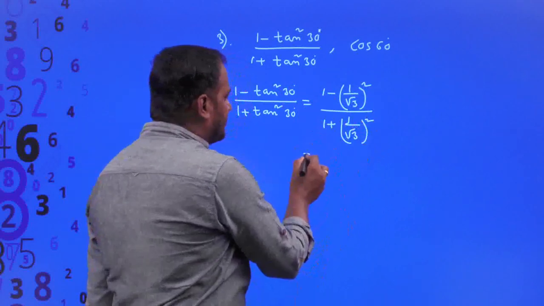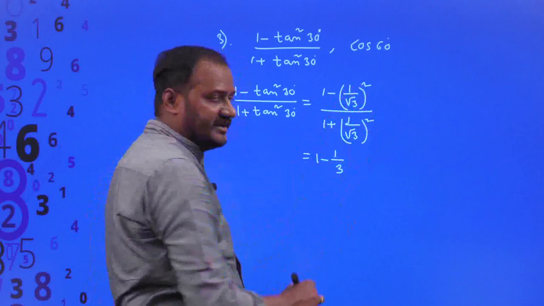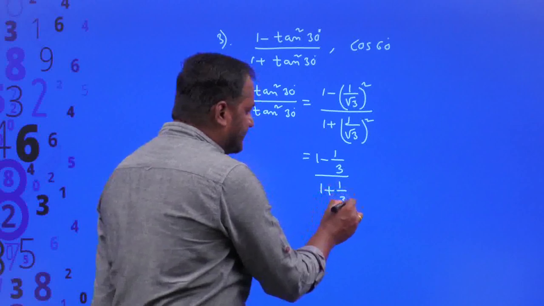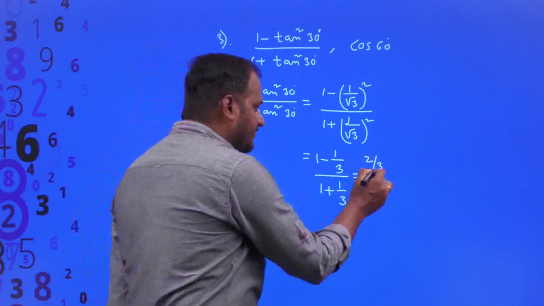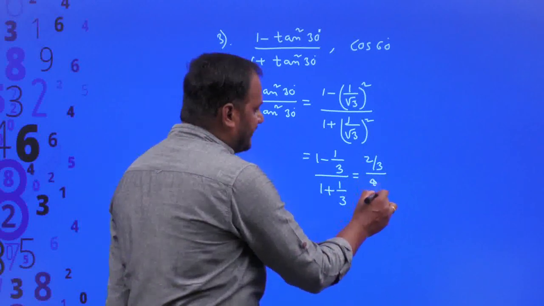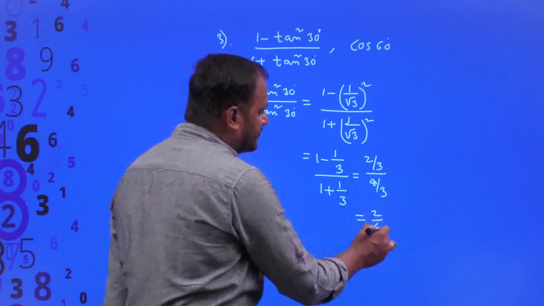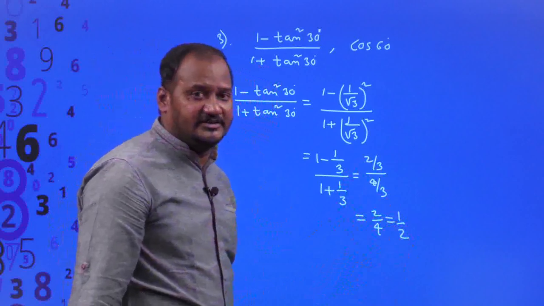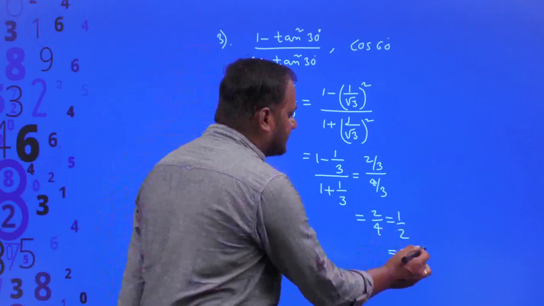Okay. So that is 1 minus 1 square is 1, root 3 whole square is 3, divided by 1 plus 1 divided by 3. 1 minus 1 by 3 is going to be 2 by 3, divided by 1 plus 1 by 3, which is 4 divided by 3. Now 2 by 3 divided by 4 by 3 is going to be 2 by 4, which is equal to 1 by 2. Is this 1 by 2 not the value of cos 60? Exactly. So that is equal to cos 60 degrees.